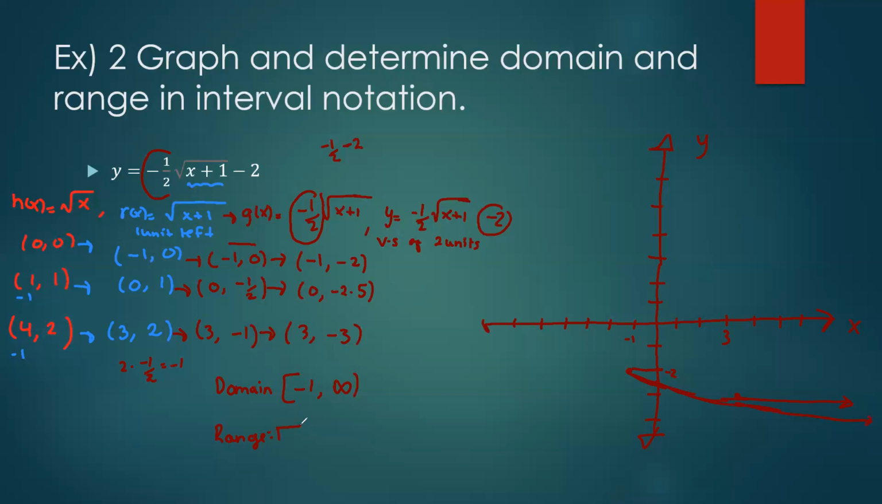So we're going to go from smallest y value to largest. So our smallest y value is actually -infinity, right? So at parentheses, because infinities always have that parentheses. And the most positive is -2, not -2.5. So it's -2 and then bracket.